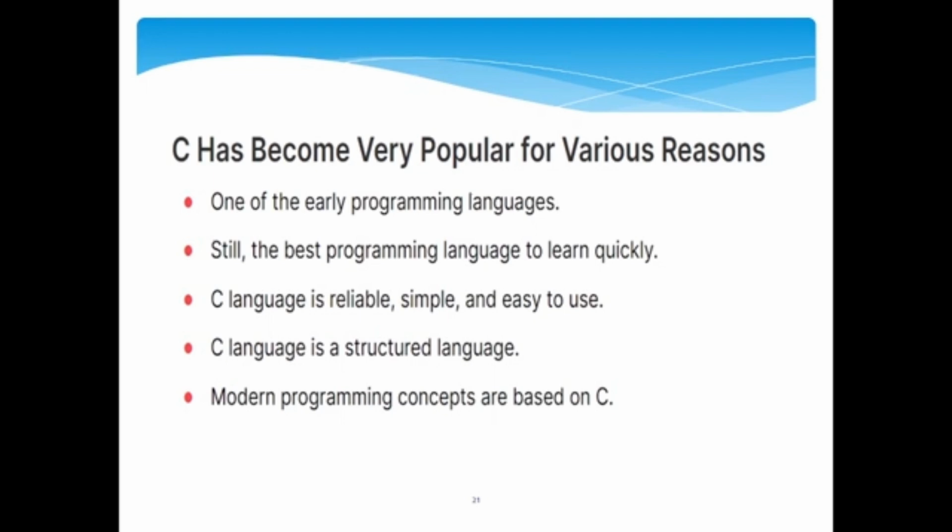So why has the C language become very popular? Simple, it is one of the early programming languages. And still, the best programming language to learn quickly is C. In many terms, it is reliable, simple, easy to use, etc. And it is a structured language. Also, some modern programming concepts are based on C.